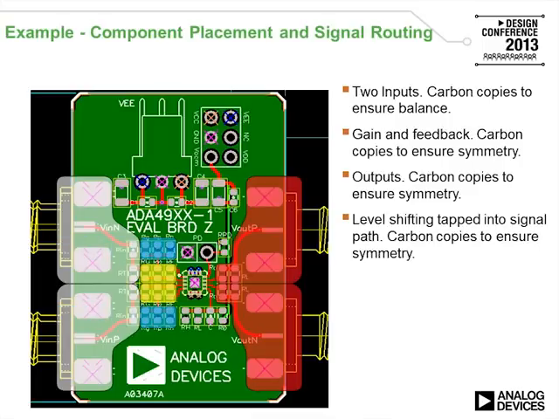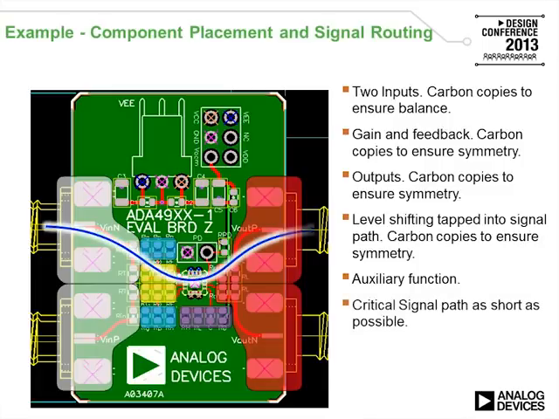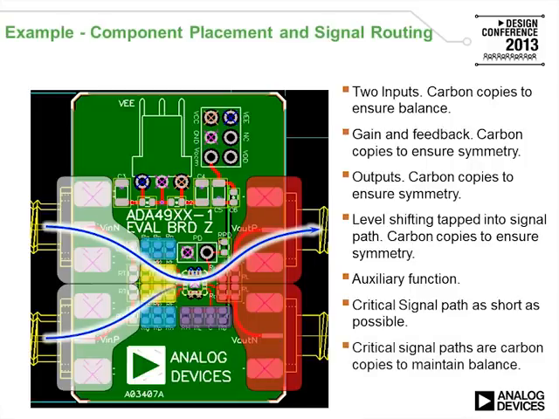There is level shifting in this particular board tapped into the signal path. Again, carbon copies to ensure symmetry. There's an auxiliary function on this. This doesn't need to be symmetrical. Here's the signal flow from input to output. The signal path in this case is as short as possible. And because it's a differential amplifier, there's a second signal path, and it's identical to the first one to maintain balance.